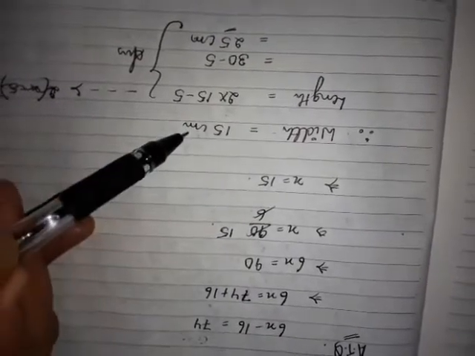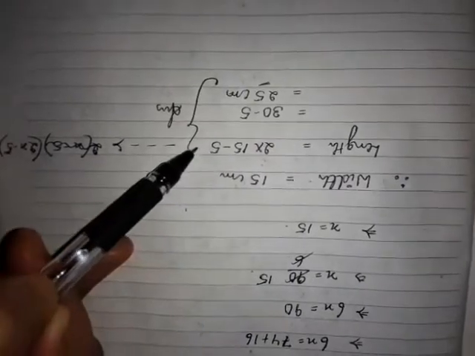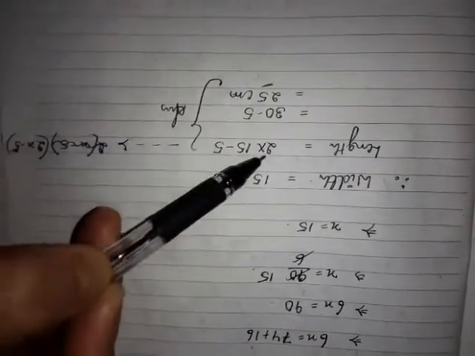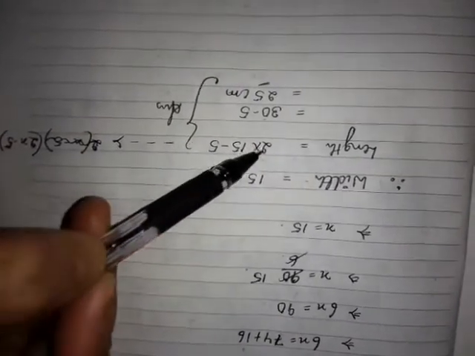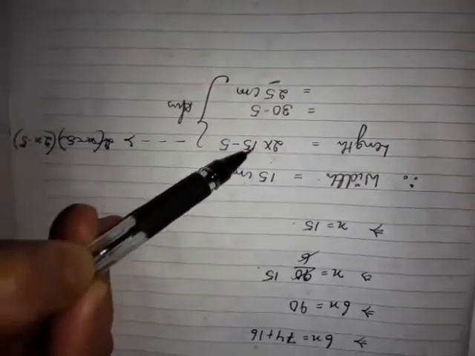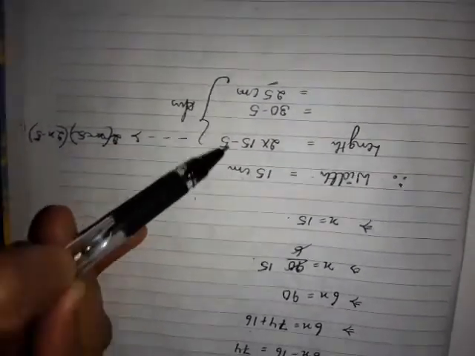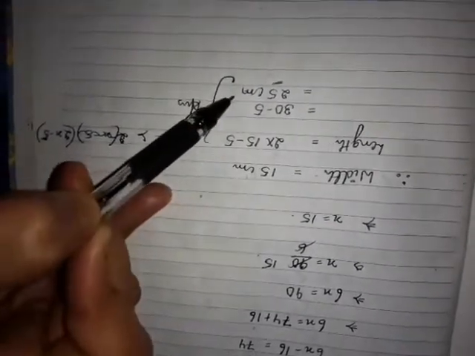So, width is 15 centimeter, and the length value we know that is twice the width minus 5, decreased by 5. So, 2 into 15 minus 5. So, 2 into 15 is 30 minus 5. You use the BODMAS rule here for multiplication and then subtraction. 30 minus 5, that is 25 centimeter. So, the width is 15 and the length is 25 centimeter.